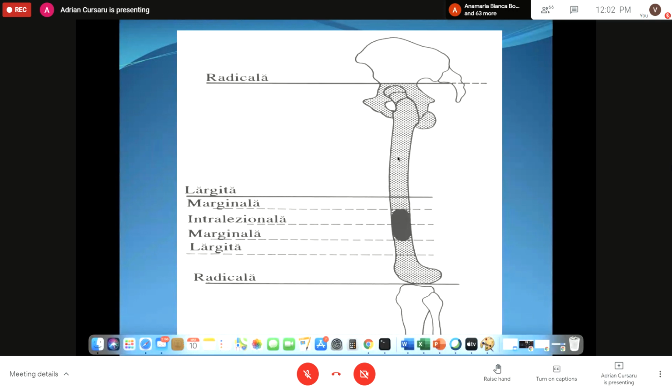For example, the radical type of surgical treatment is represented by the extracompartmental surgical type, and you can then make a reconstruction with tumor prosthesis, with big prostheses that are specific for that type of treatment.